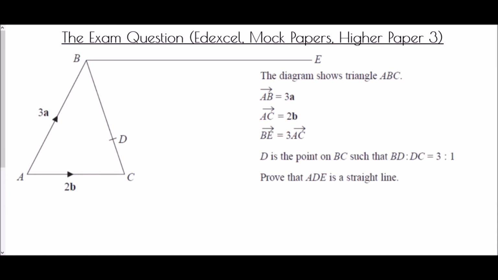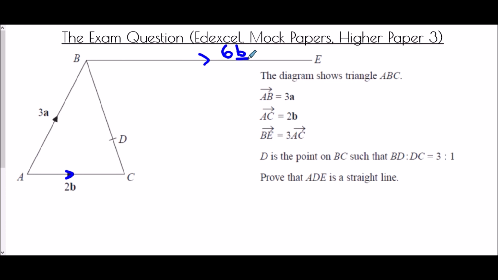So what we need to do here is just have a look down the information to see what is already on the diagram and what we can add. So AB is 3a, that's already there. AC is 2b, that's already there. BE is 3 lots of AC. That is not on the diagram just yet, but what that's telling me is that if this is AC, then BE follows the same direction and it is 3 times the length. So 3 lots of 2b, well, that would be 6b.